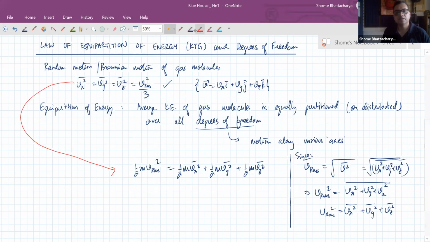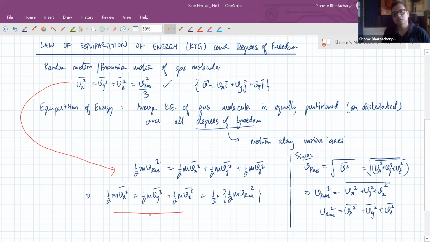But now if we include this thing over here, then we get that half m vx squares average is equal to half m vy squares average plus half m vz squares average, which will become one third of half m vrms square. So this statement now is the equipartition of energy over the degrees of freedom.